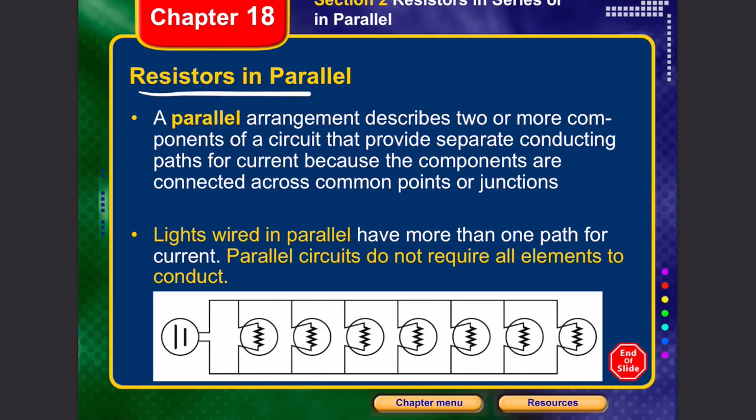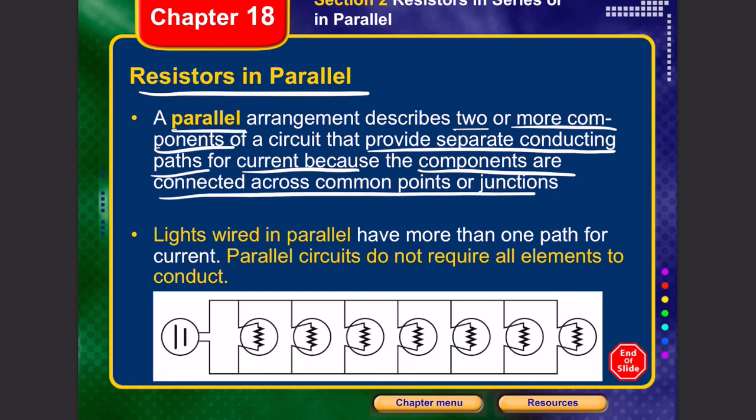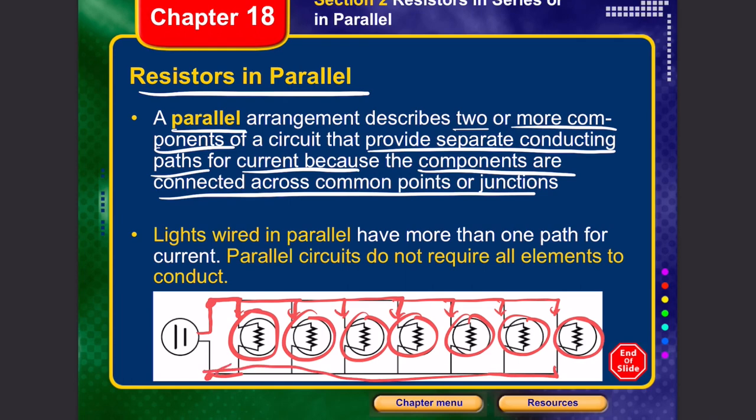Next, let's talk about resistors in parallel. So what is a parallel circuit? A parallel circuit is where we are arranging two or more components of a circuit that provide separate conducting paths for the current, because the components are connected across a common point or a junction. For example, these are the two common points that we have here, and all the resistors are connected across those two common points. So when current flows from one point to the other point, it flows through every one of them and comes back here.